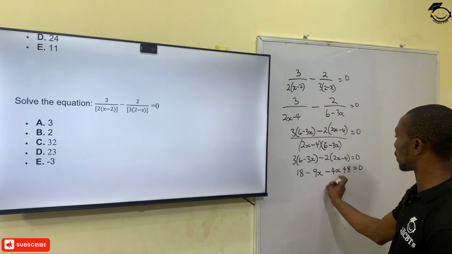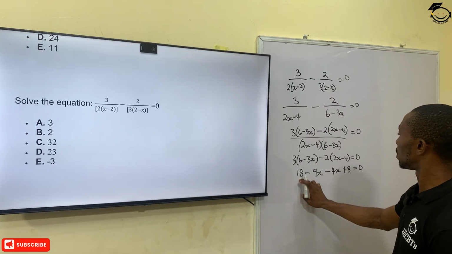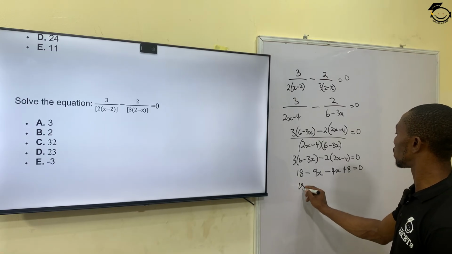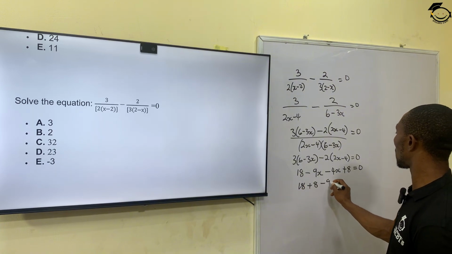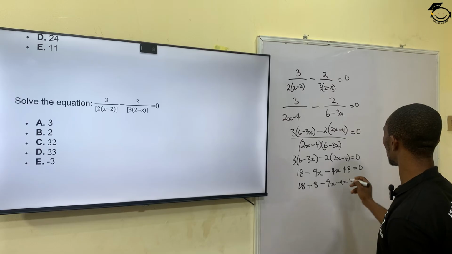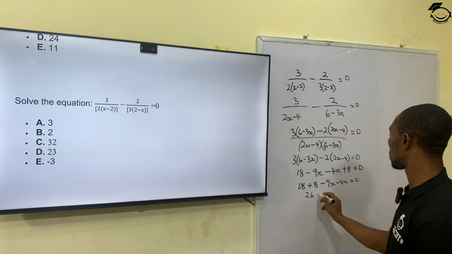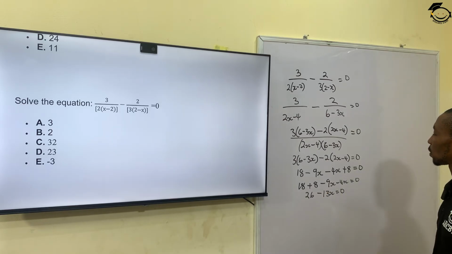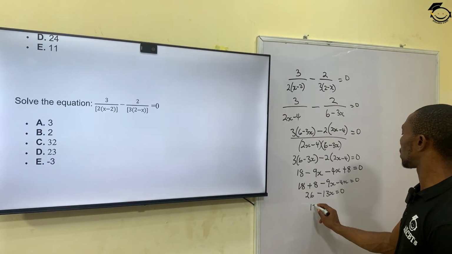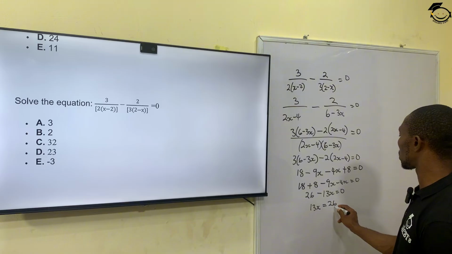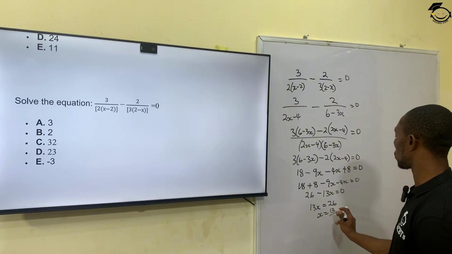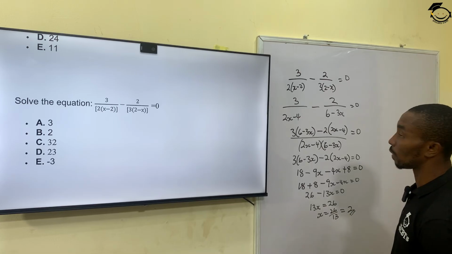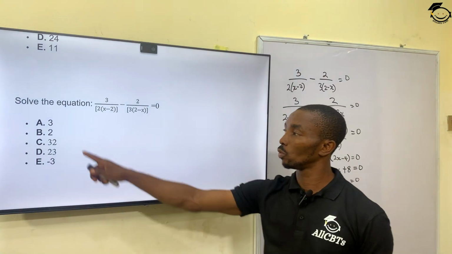Now, collecting our like terms together, 18 plus 8 would give us 26. This becomes 18 plus 8 minus 9x minus 4x equals 0. So we have 26 minus 13x equals 0. So moving our 13x over to the other side, we have 13x equals 26. So x equals 26 over 13, which will give us 2. So the value of our x will be 2, which is option B.